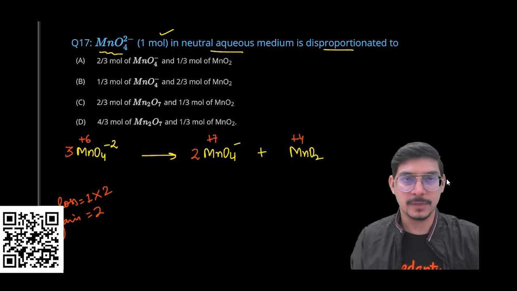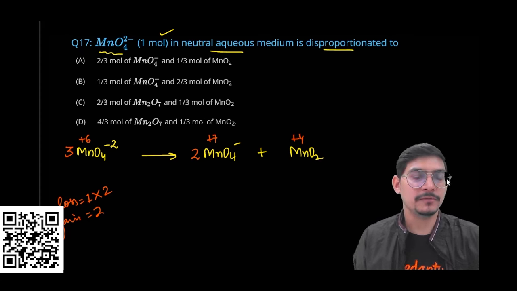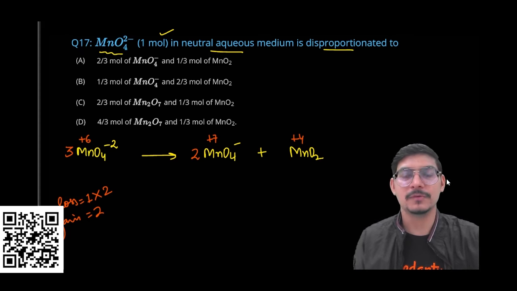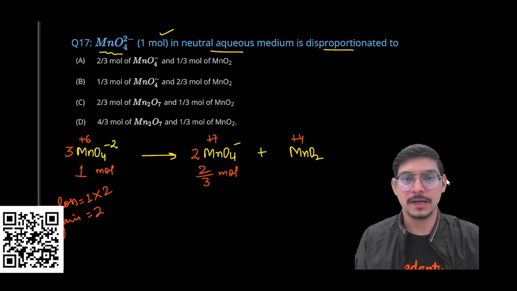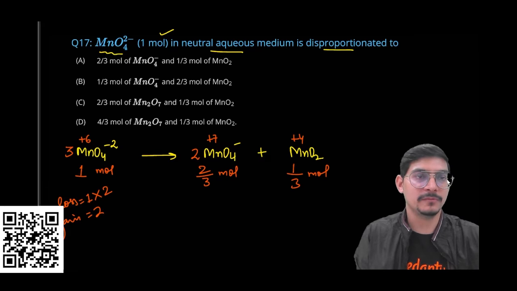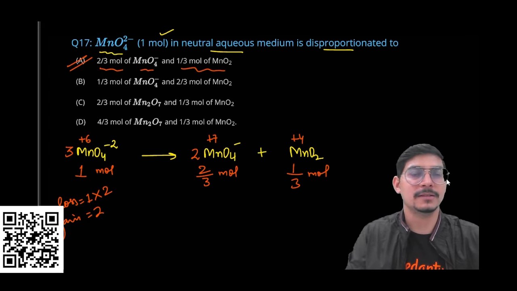So as per the balanced equation, we see that 3 moles of MnO4 2- react, and then it gives 2 moles of MnO4 - plus 1 mole of MnO2. So the molar ratio is 3:2:1, or if we divide it by 3, then for 1 mole of MnO4 2-, 2/3 mole of permanganate is formed, which is MnO4 -, and 1/3 mole of MnO2 is formed. So for 1 mole of MnO4 2-, 2/3 mole of MnO4 - and 1/3 mole of MnO2 is formed. So option A here is the correct answer.